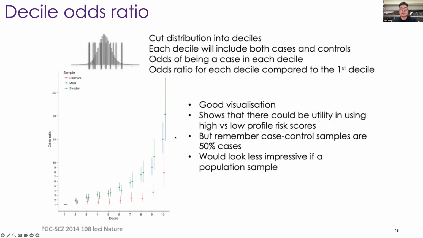Another common visualization is to divide individuals into deciles based on their PRS and compare disease odds ratio between groups. For example, you can calculate the odds ratio of the top decile to the bottom decile. And you can also calculate the top decile to the median decile. This is a very good visualization, and it's quite intuitive. But the metric is sample dependent and it's not easily compared across different studies.